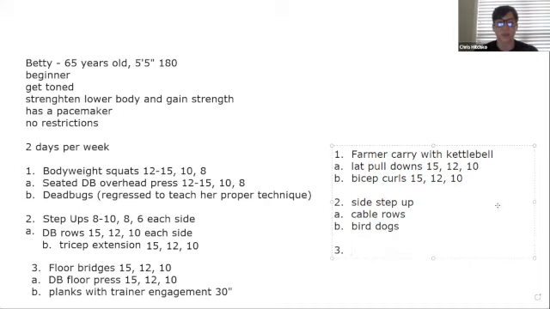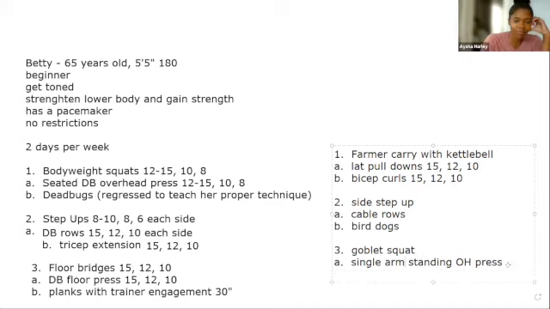So she wants to strengthen her lower body. We may pick a different type of squat. So maybe a goblet squat. Maybe she did great on her first day of squats. She's not super sore. So we're going to add a dumbbell. All right. And then the seated overhead press may become a single arm standing overhead press. Okay. Single arm. There we go.